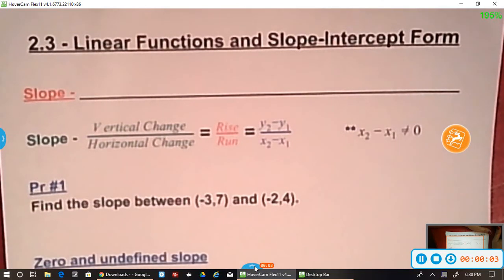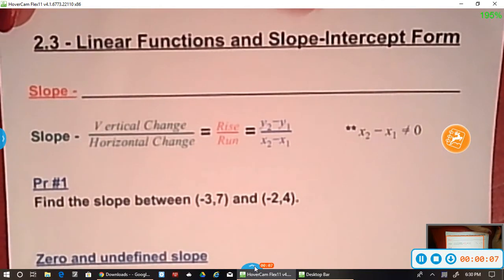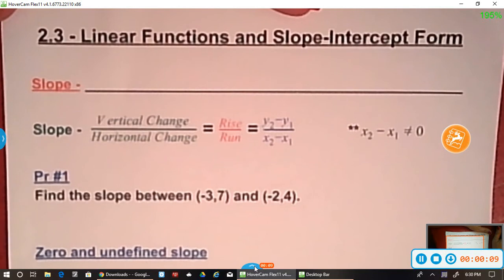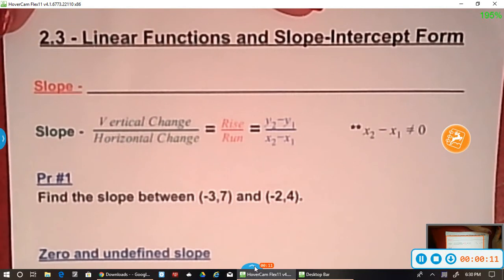Alright, today's lesson is on section 2.3. It's about linear functions and slope-intercept form. Okay, this should not be anything new for you. Some of the terminology may be, but the concept is not.